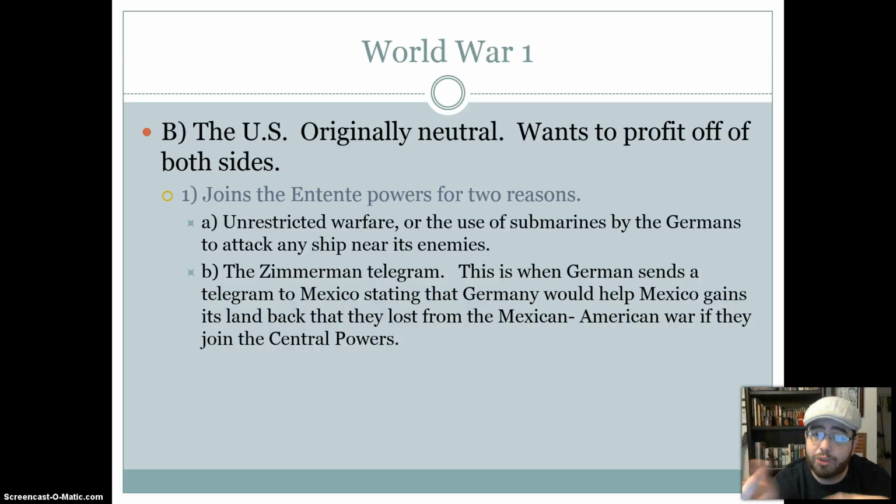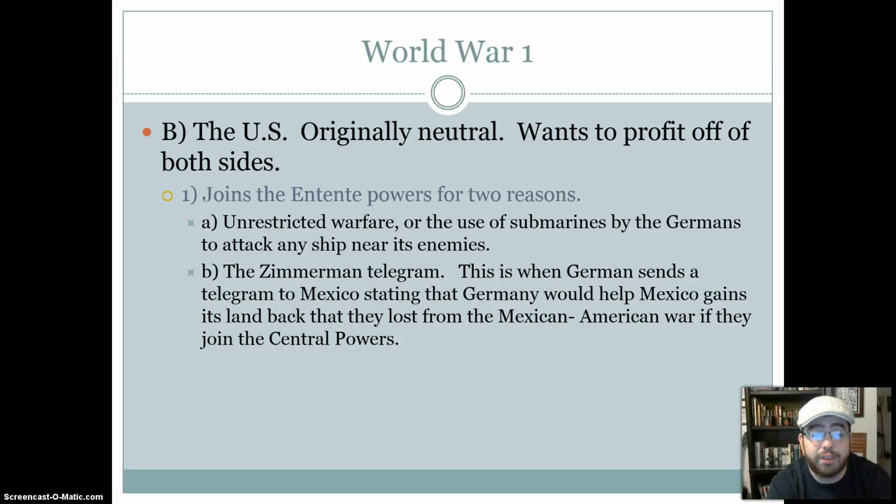And it was mostly for two reasons. One was this idea of unrestricted submarine warfare, or the use of submarines by the Germans to attack any ships near its enemies. So you just be floating near any of Germany's enemies, and they would shoot you, even if you were a neutral power. And the Zimmermann telegram, which was really a really bad call on the Germans.